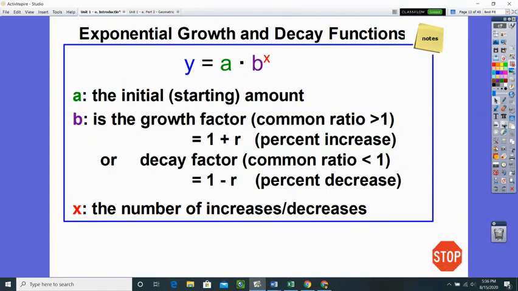So just to leave off with a note here, for exponential growth and decay functions the general formula is y equals a times b to the x, where a is your initial starting amount, and b is either going to be a growth factor if it's greater than 1, or a decay factor if it's less than 1, raised to the number of some kind of increases, months, years, or times. So that is the application of geometric sequences.